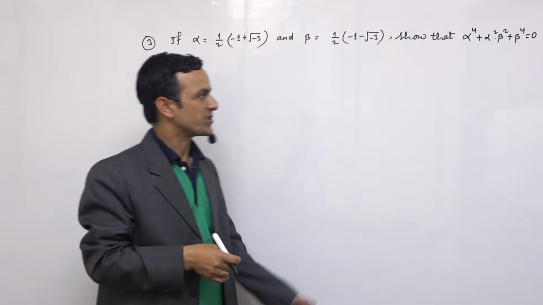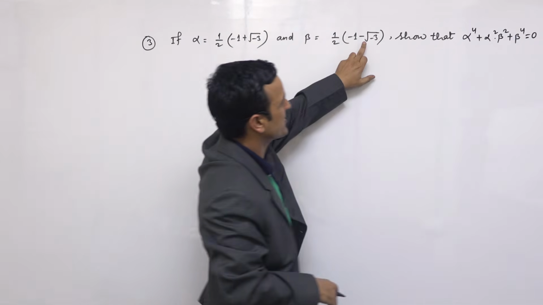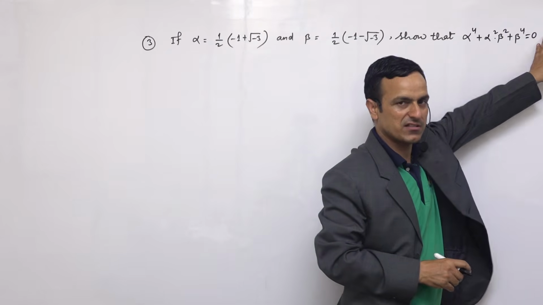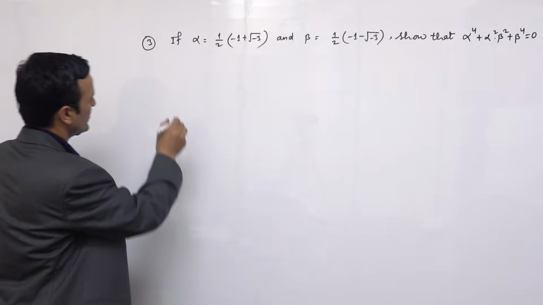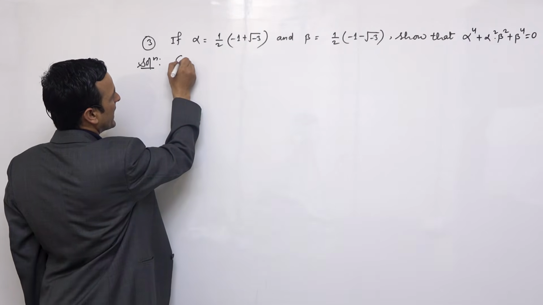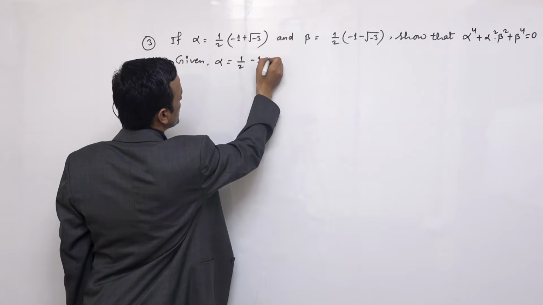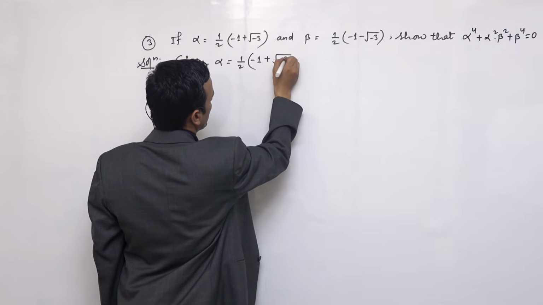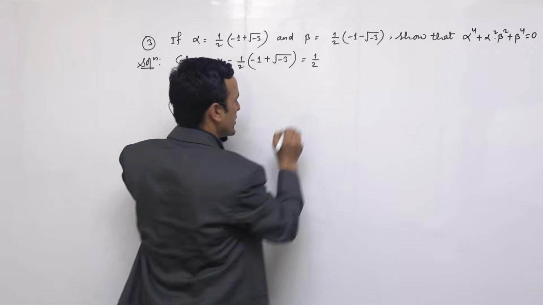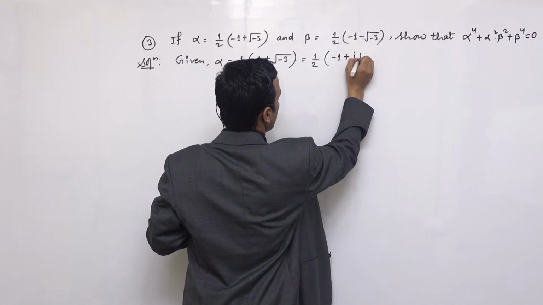We have another question, question number 3. Alpha is equal to this one, it is given. Beta is equal to this one, it is given. So by using these values, we have to show this result is 0. So let's see. Regarding complex cube root of unity, so given is this one, alpha is equal to 1 over 2 into minus 1 plus root under minus 3. It can be written like this also. So it is 1 by 2 and here is minus 1 plus i root 3.